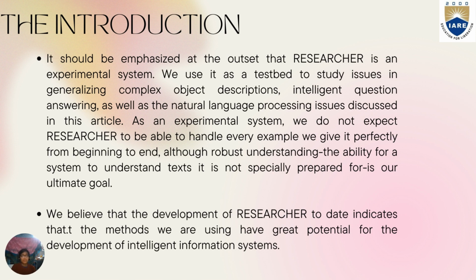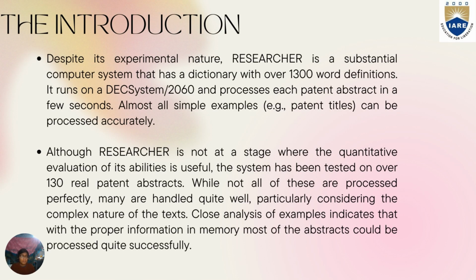It should be emphasized at the outset that Researcher is an experimental system. We use it as a testbed to study issues in generalizing complex object descriptions, intelligent question answering, as well as the natural language processing issues discussed in this article. As an experimental system, we do not expect Researcher to be able to handle every example we give it perfectly from beginning to end. Although robust understanding, the ability of a system to understand text it is not specially prepared for, is our ultimate goal. We believe that the development of Researcher today indicates that the methods we are using have great potential for the development of intelligent information systems.